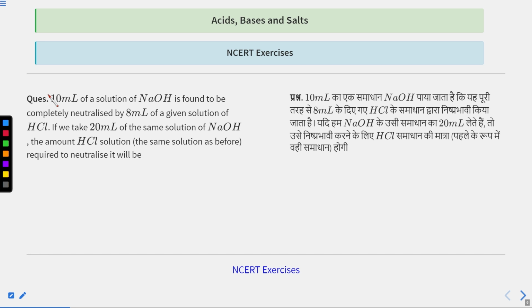Let's move to question number 3. I hope you are ready for this question. Question number 3 is a very simple and easy question. It says that 10 ml of a solution of NaOH, a strong base, sodium hydroxide, having pH nearly 14, is found to be completely neutralized by 8 ml of a given solution of HCl. HCl is also a strong acid.